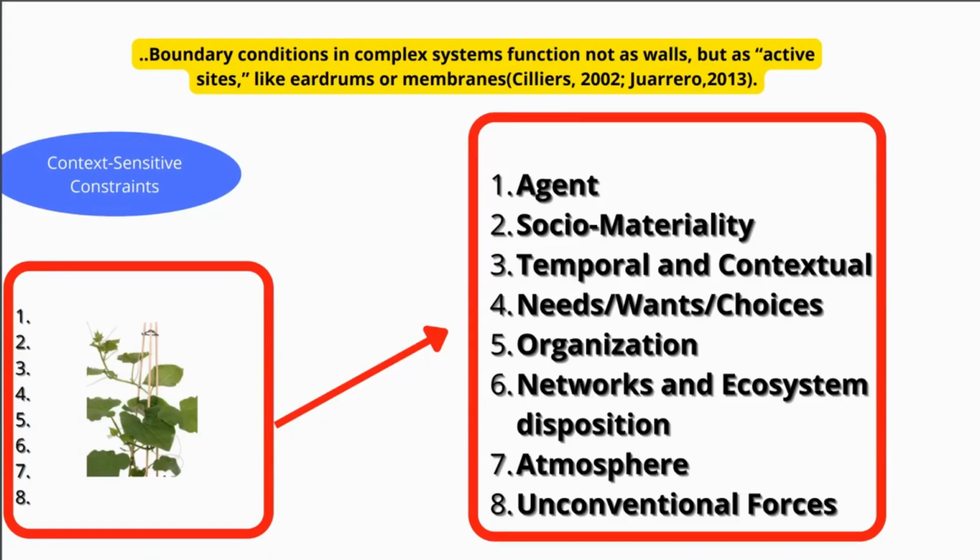Now, even if the boundaries are true, it must be understood that boundary conditions in complex systems function not as walls, but as active sites like eardrums or membranes. Thus, these 8 dimensions are part of the same state space, hence you are encouraged not to see them as separate from the world. They are interconnected and single in their dynamics. By accepting this inseparable interconnectedness, it is easy for us to keep a complexity perspective in mind when we are thinking about this framework.